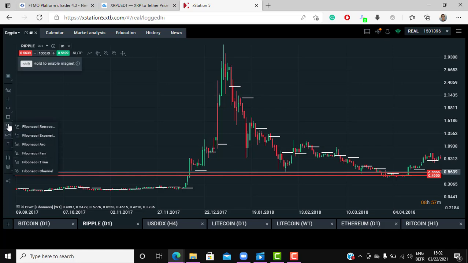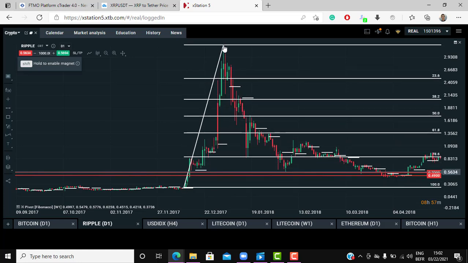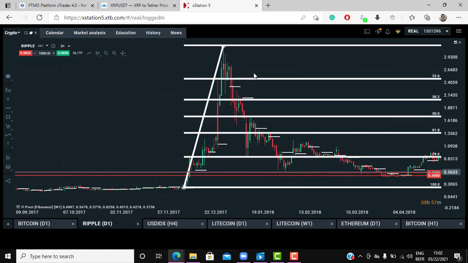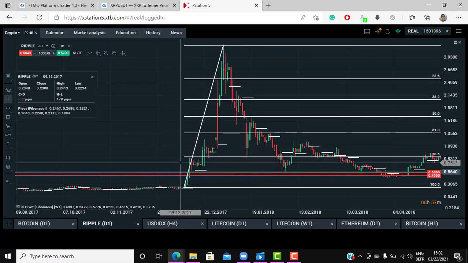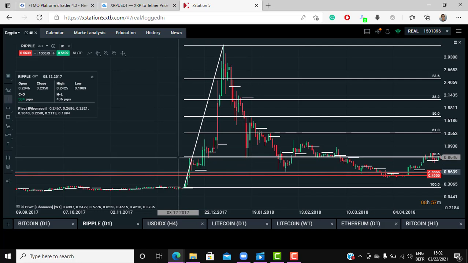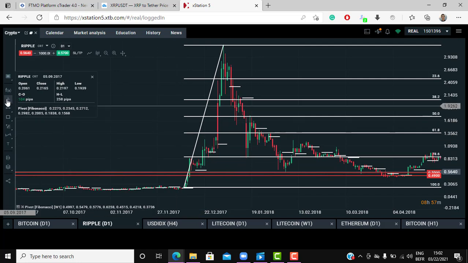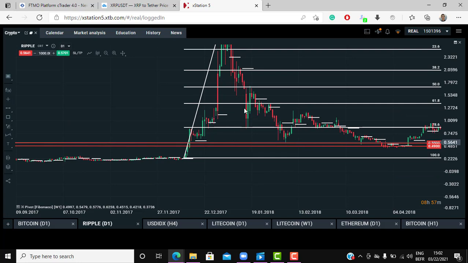If you use the Fibonacci retracement for this corrective move around here, it gave us this target of around the 78.6 retracement, which is around 0.86 US dollar. So this is the first way that you can get the correction.